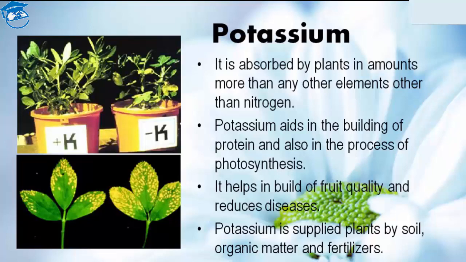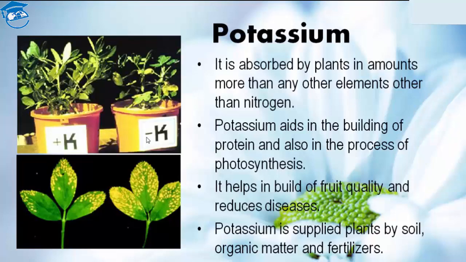Potassium also helps in building fruit quality and reduces diseases. Potassium is supplied to plants by soil sources such as organic matter and fertilizers. So this is the plant sufficient in potassium and the plant deficient in potassium.